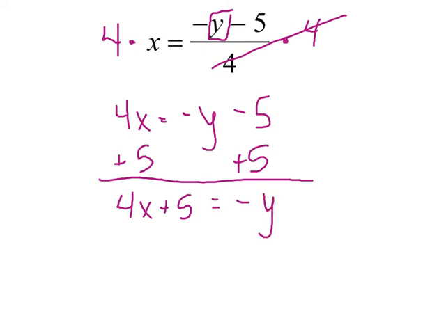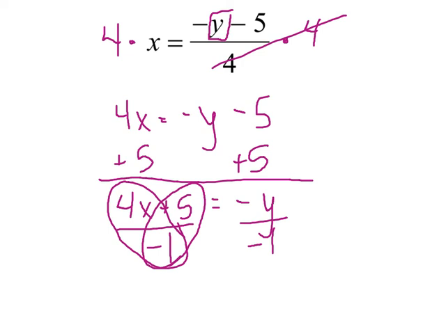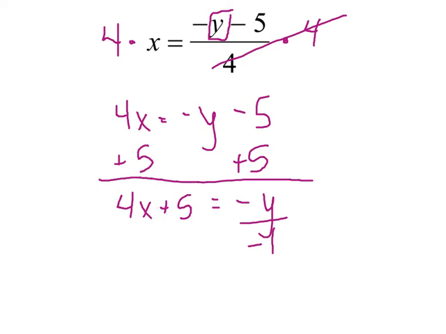Negative y. Now remember, we're trying to get one y by itself, not a negative y. So I'm going to divide these by negative 1. Be careful to remember that this division is by both of these. So if you need to go back and rewrite it as I'm dividing this one by negative 1, and this one by negative 1, please do so. But if the first way makes more sense to you, that's fine as well.